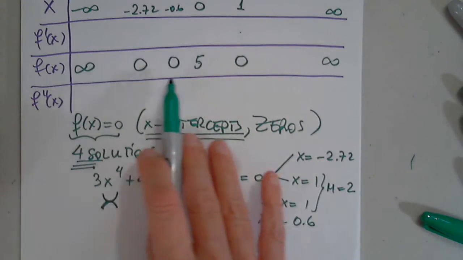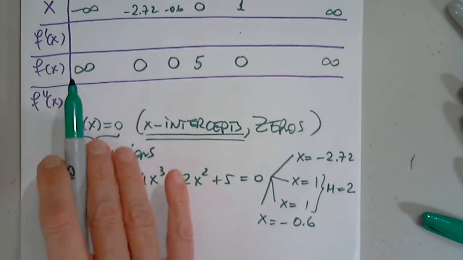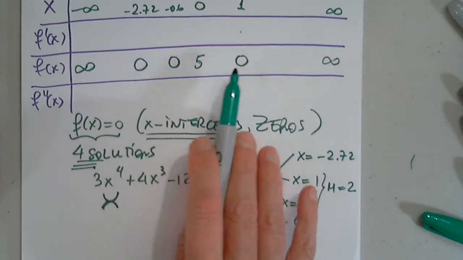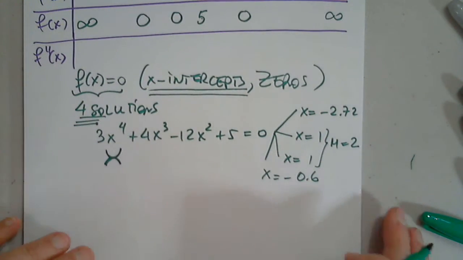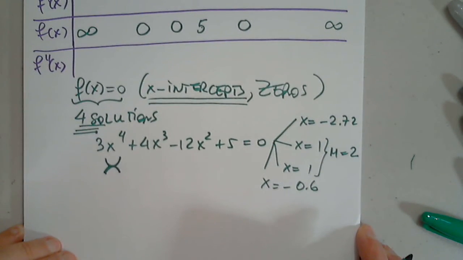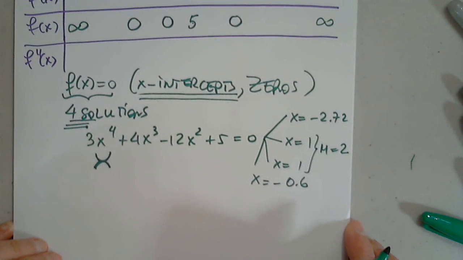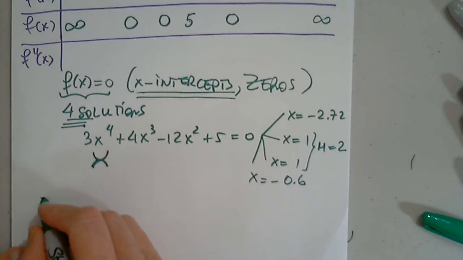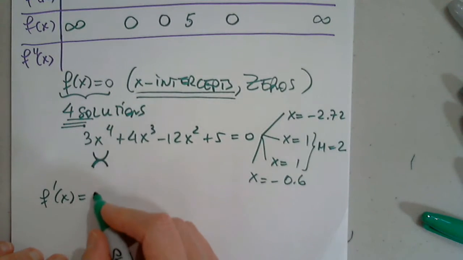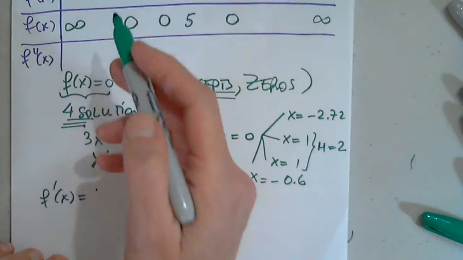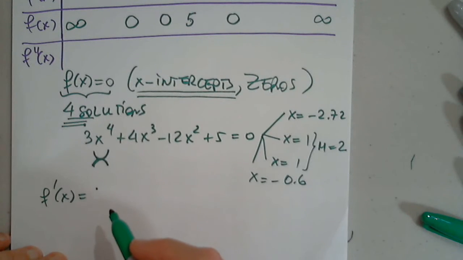Okay, so we exhausted everything about f of x. The limits, the x-intercepts, the y-intercept. That's it. Now we move on to the first derivative. So, are you with me so far, everyone? Yes? Any questions? Okay, f prime of x. Can anyone tell us the derivative of this function?